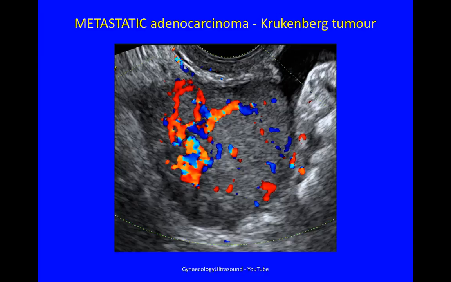This lesion is irregular solid with strong vascularity, and there's a suggestion of ascites, but you would need to know that this fluid extends beyond the uterine fundus, as I'll show you in a minute. Irregular solid, strong vascularity, and possibly ascites.